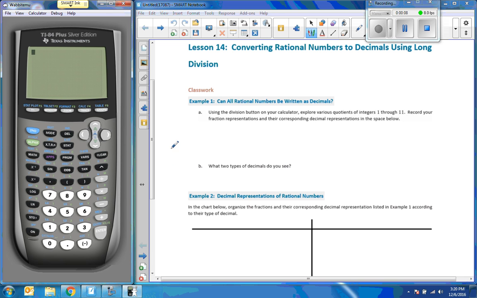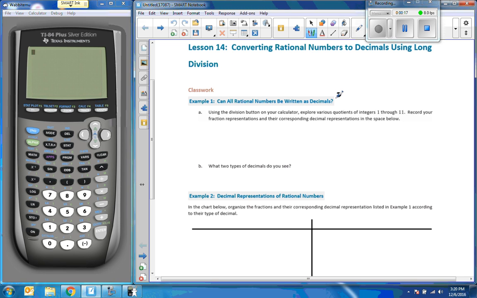Okay, lesson 14, we are going to be converting rational numbers to decimals using long division. So, can all rational numbers be written as a decimal? Using the division button on your calculator, explore various quotients of integers 1 through 11. Record your fraction representation and their corresponding decimal representations in the space below.